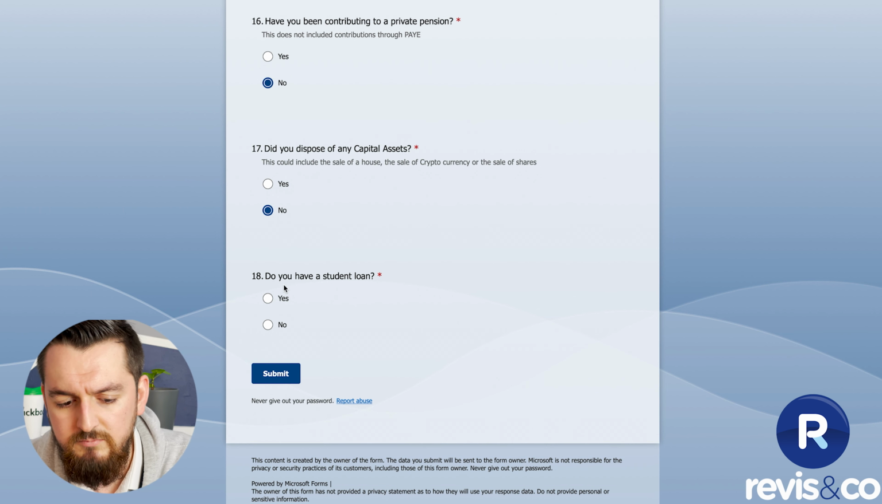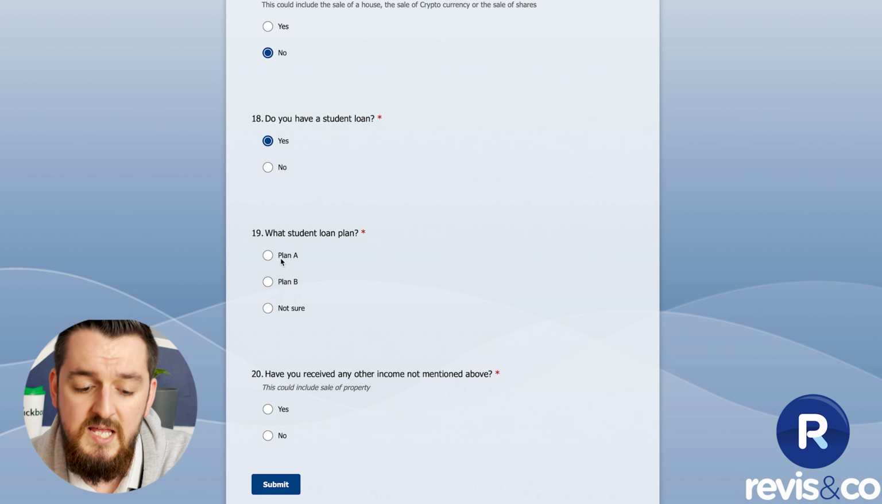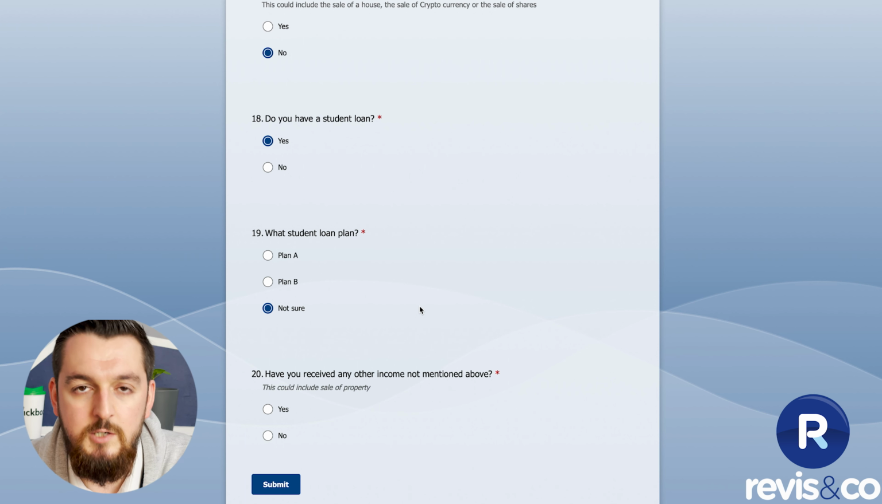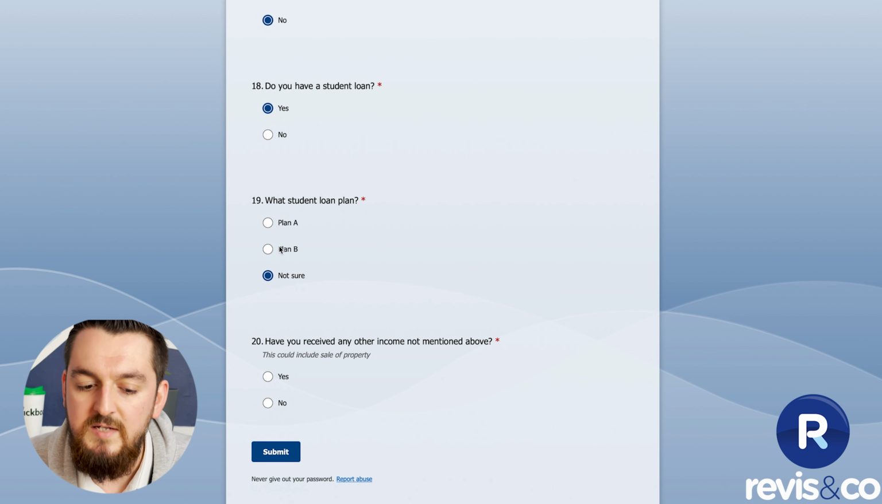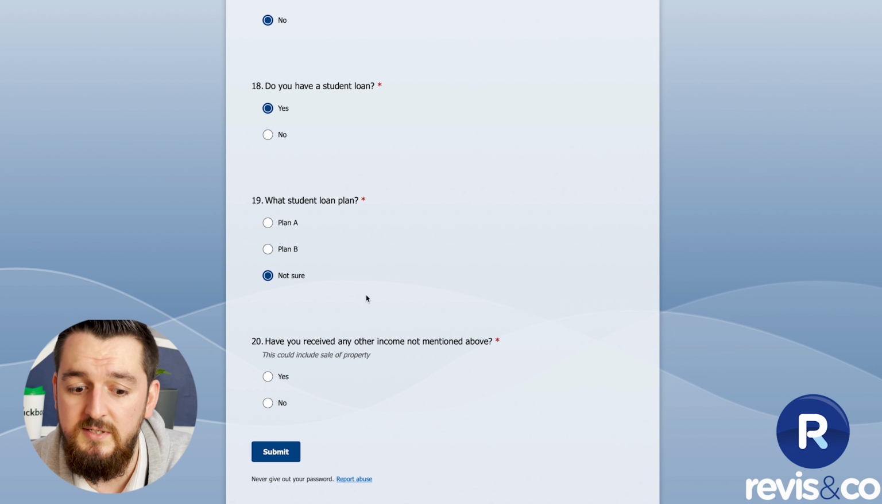Do you have a student loan? Yes or no? You should know if you've got one. And then what student plan that is. If you don't know, it's absolutely fine, put not sure, and then we will be able to help you to figure that out later on. If you do know, then please do put which plan it is, and then it just makes it a bit quicker and easier for us to sort out later.